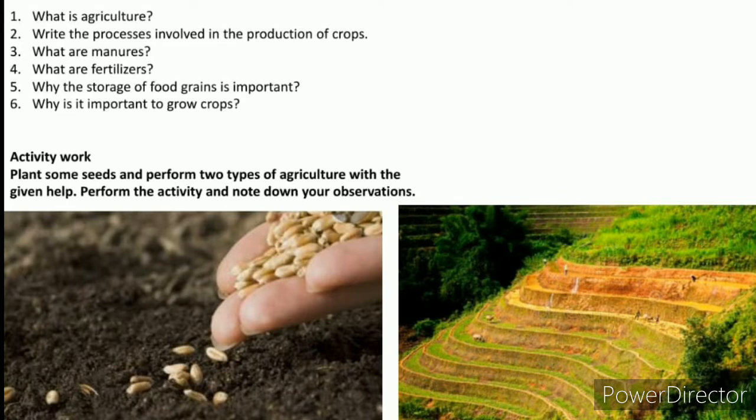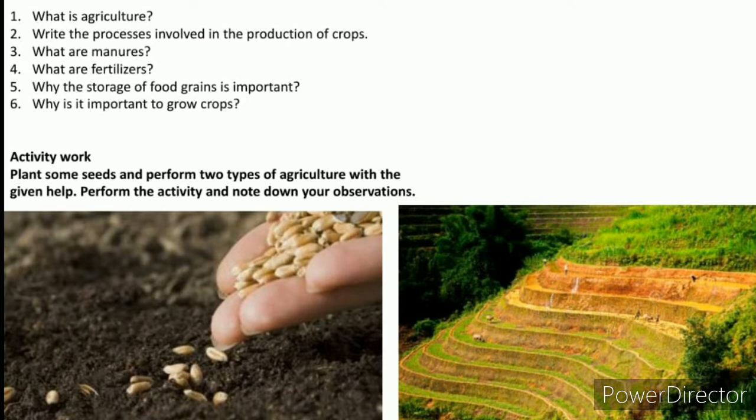Write the processes involved in the production of crops. So we read about various processes. You can write them. The first one, selection of crops. Second, land preparation. Third, selection of seed. Fourth, seed quality. Fifth, irrigation. Sixth, fertilizing. And the seventh one, harvesting. And after that is storage of food grains also.